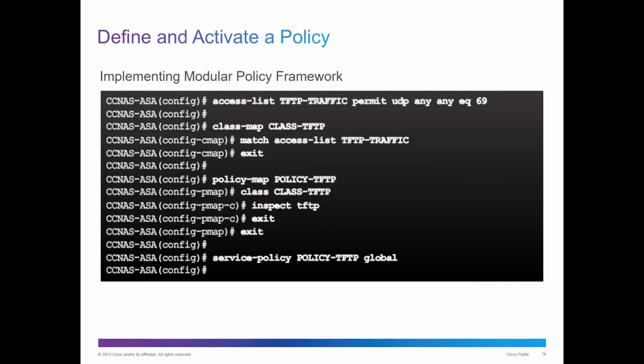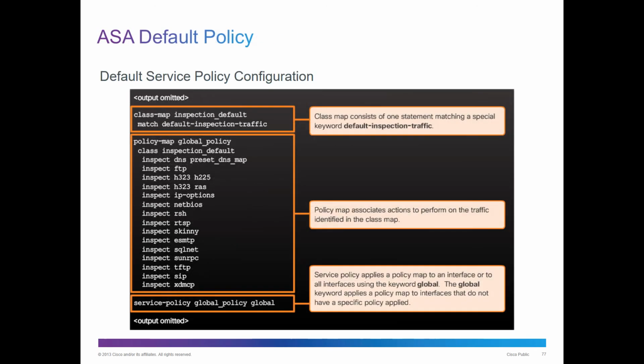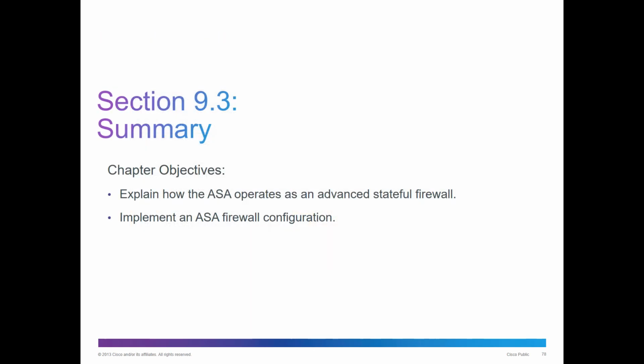Now we have to define and activate our policies. So we set up our ACL, do a class map, give it a name, and match the appropriate ACLs. We have a service policy, name that as well. Name a default policy. Well, at least understand the default policy so we can understand how the traffic will flow. And actually, that is the last section in this chapter.